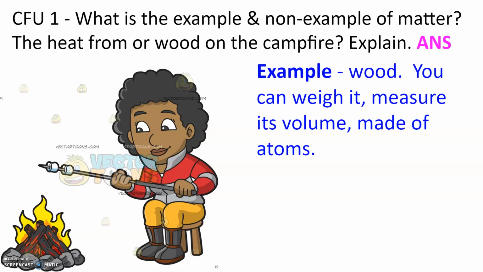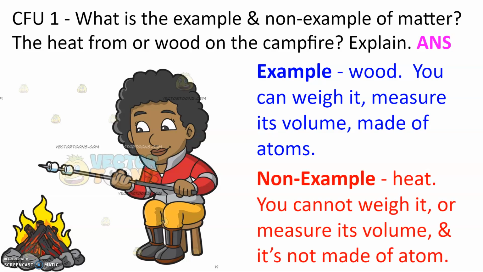All right, what is an example of matter? The wood. That's because you can weigh it, you can measure its volume, and we'll see later that wood is made up of atoms and all matter is made up of atoms. The heat, on the other hand, is a non-example because you cannot weigh it, you cannot measure its volume, and heat is not made of atoms.